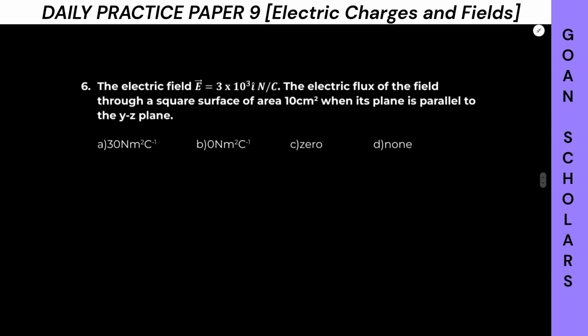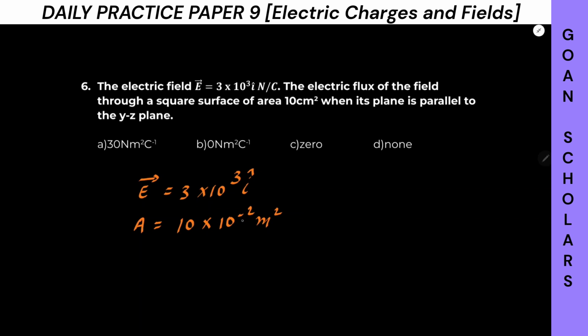It says, the electric field E, which is given by 3 into 10 to the power 3 i cap, means along the x-axis. The electric flux of the field through a square of area A, given here as 10 centimeter square. So centimeter square converted into meter square will be 10 to the power minus 2 meter square, when its plane is parallel to YZ.